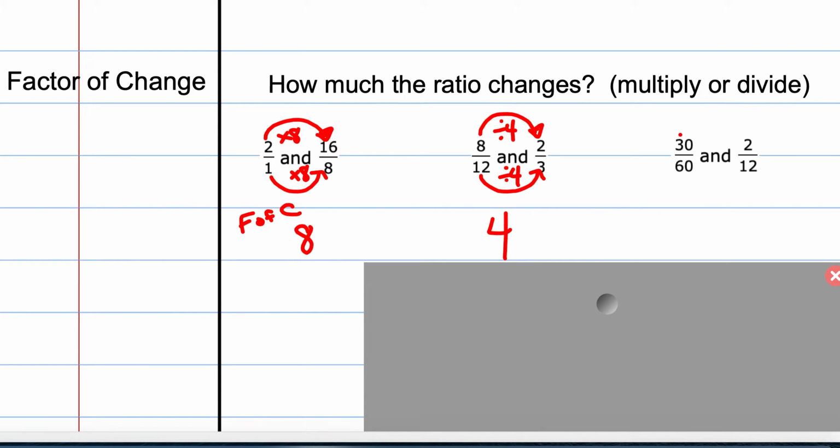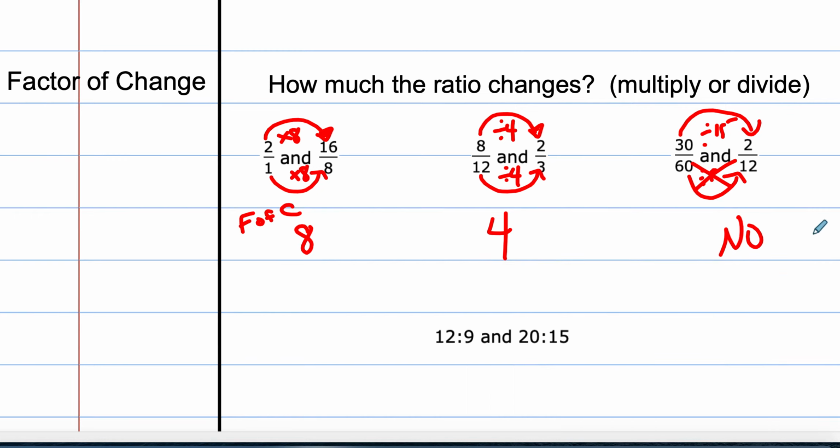In this case, I go down by 15. Is 60 divided by 15 12? The answer is no, it's not. So this one is not proportional, so the answer would be no. It does not have a consistent factor of change. It's not proportional. Let's look at one that you'll be looking at on our next assignments.